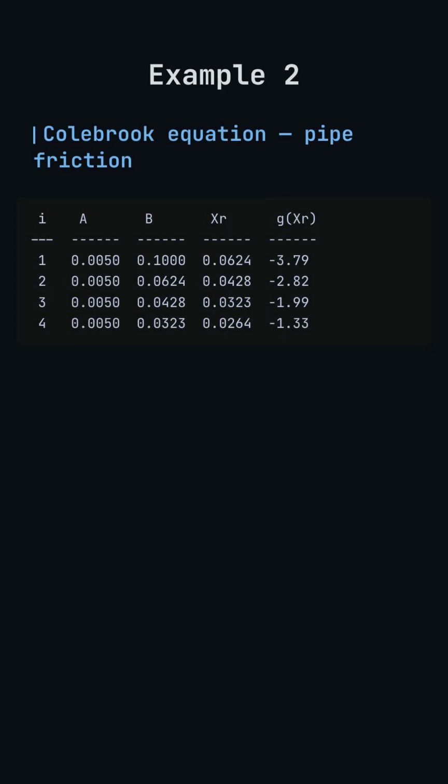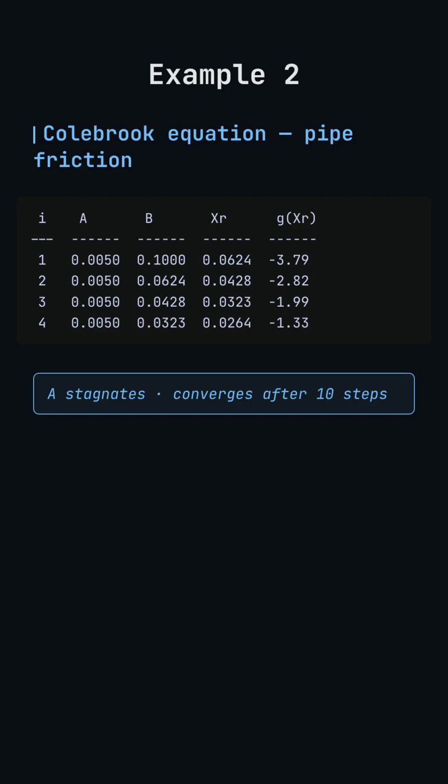The Colebrook equation for the Darcy friction factor is implicit in FF. With Reynolds number 100,000 and relative roughness 0.0001, we bracket FF between 0.005 and 0.1. Note that A never moves from 0.005, another case of one-sided stagnation on a monotone function. The upper bound moves down each step, but A stays fixed. After 10 steps, the friction factor converges.